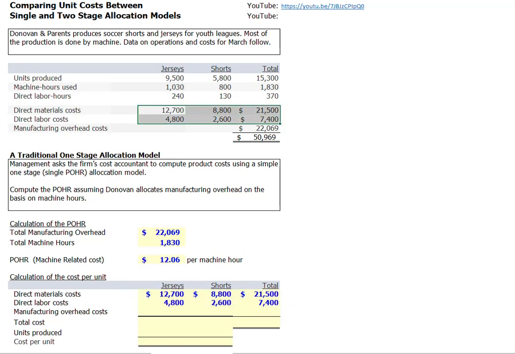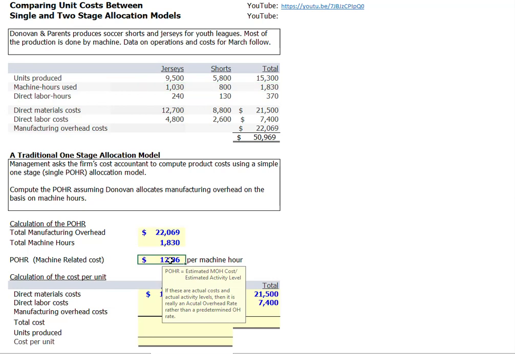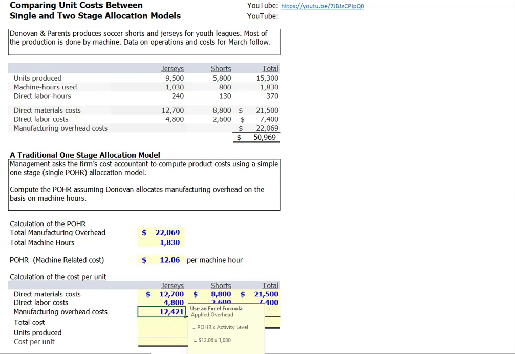We pick up our direct material and direct labor costs, which again is simply given information. Then we're going to need to allocate our manufacturing overhead, and we're going to do that again based on machine hours and our predetermined overhead rate. So we worked 1,030 machine hours at a rate of $12.06. We'll allocate $12,421 to jerseys. For shorts, we had 800 hours. 800 times the 12.06 gives us 9,648.